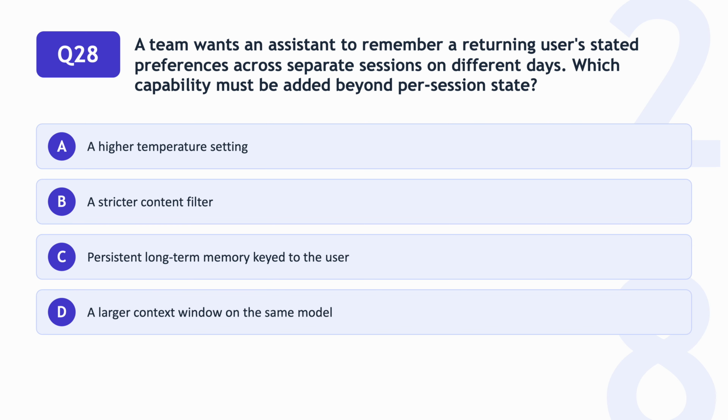A. A higher temperature setting. B. A stricter content filter. C. Persistent long-term memory keyed to the user. D. A larger context window on the same model. Pause the video if you don't want the answer yet.